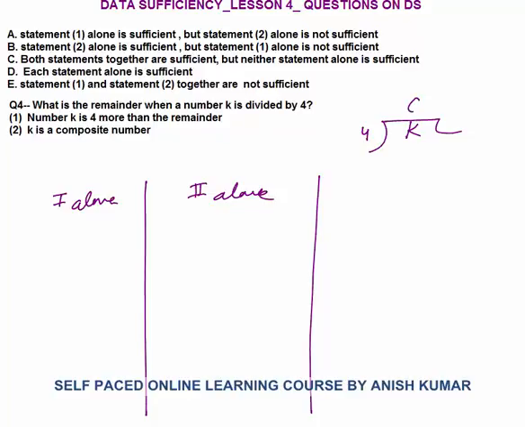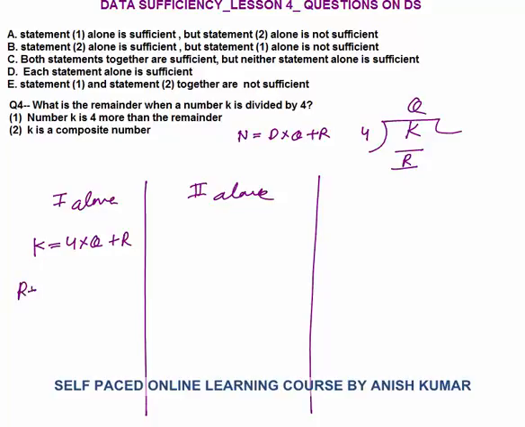Let's say the quotient is q and the remainder is r. How do we write it? The number is equal to the divisor times the quotient plus the remainder. The number is always equal to divisor into quotient plus remainder. So we are dividing k by 4, so k would be 4 into q plus r. Now statement 1 says that k is 4 more than the remainder.